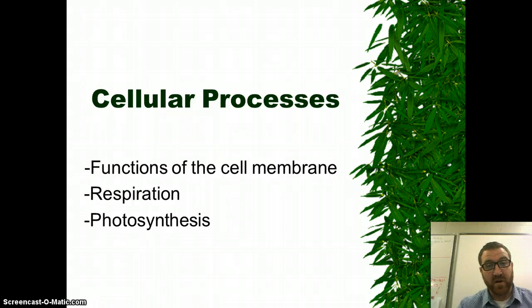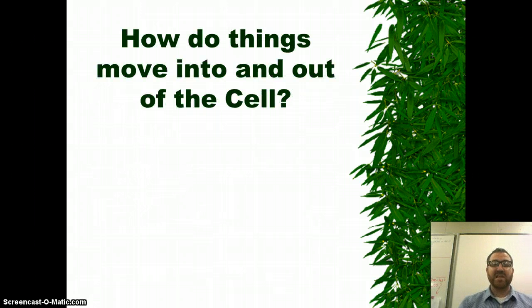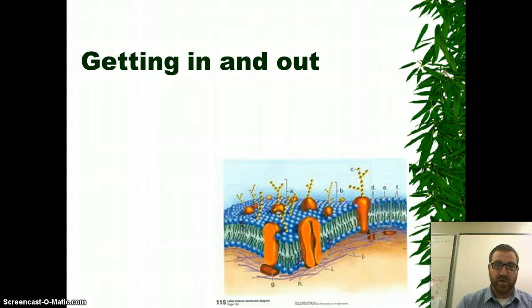And the functions we're going to look at are number one, how things get in and out of the cell, and there's three specific functions we'll key in on. We're also going to look at respiration that takes place in the mitochondrion, and finally the chloroplast activity of photosynthesis. So starting with how things get in and out of the cell, there's three ways in which specific objects are going to be able to achieve entry or exit from the cell, and those are diffusion, osmosis, and active transport. So let's get into the first one, shall we?